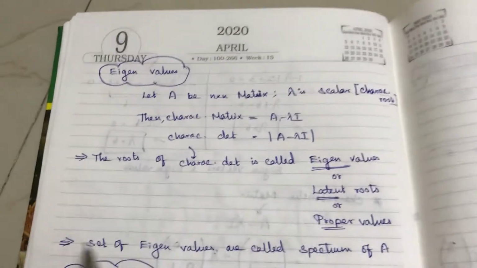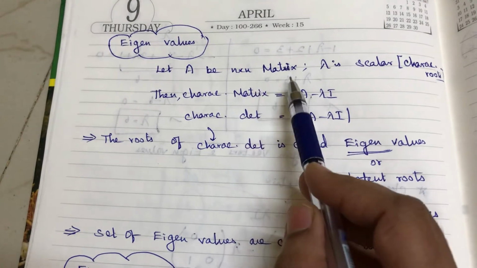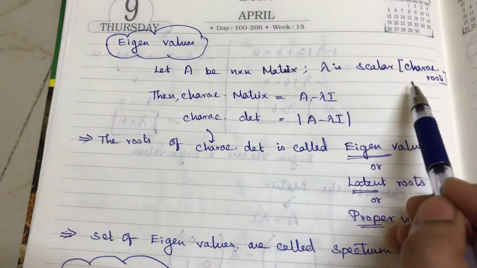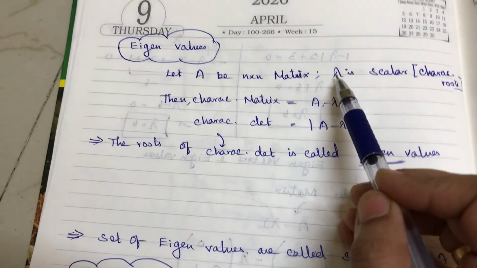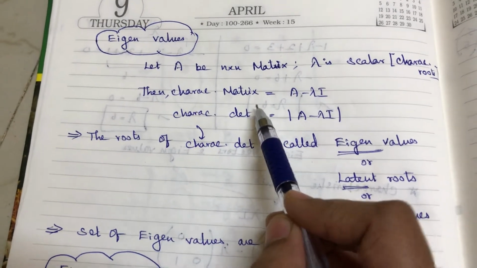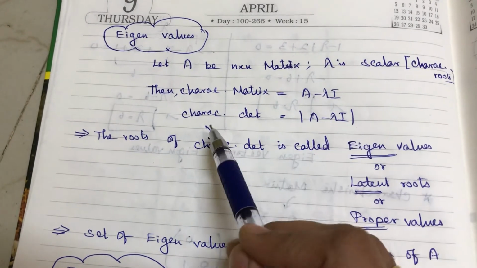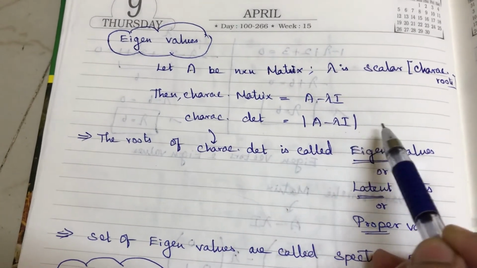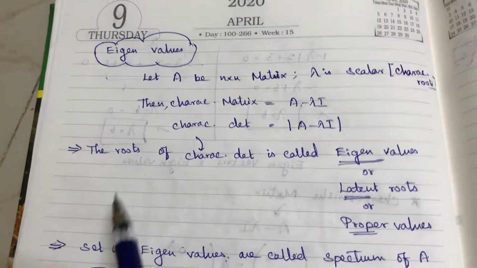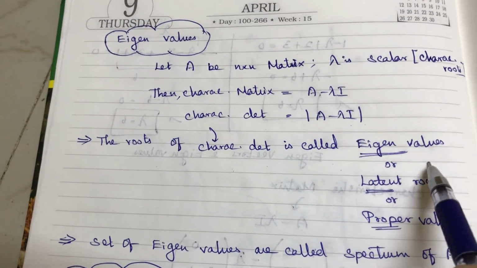Let me move on to eigenvalues. Let A be an n by n matrix and lambda a scalar. The characteristic roots are the roots for lambda. The characteristic matrix is formed from the matrix A. If we take its determinant, we get the characteristic determinant. If we equate this to 0, it is the characteristic equation. The roots of the characteristic determinant are called eigenvalues.